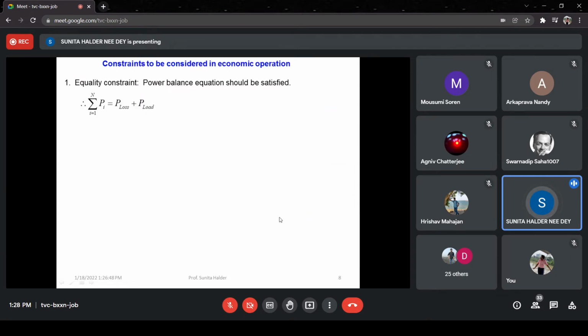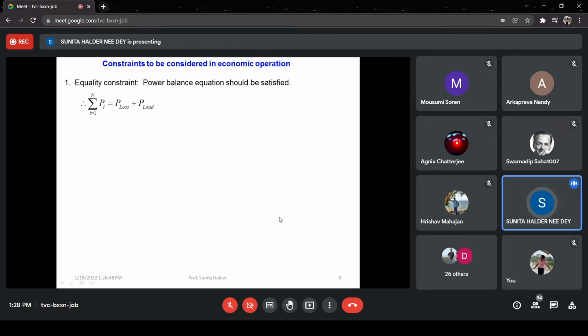Now, when we try to find out economic criteria, what will be the condition for which the power plants will operate economically, then we have to find out what are the conditions we should maintain. So the first criterion is that power balance equations should be maintained. What is the power balance equation? Power balance equation is generation should be equal to load plus loss.